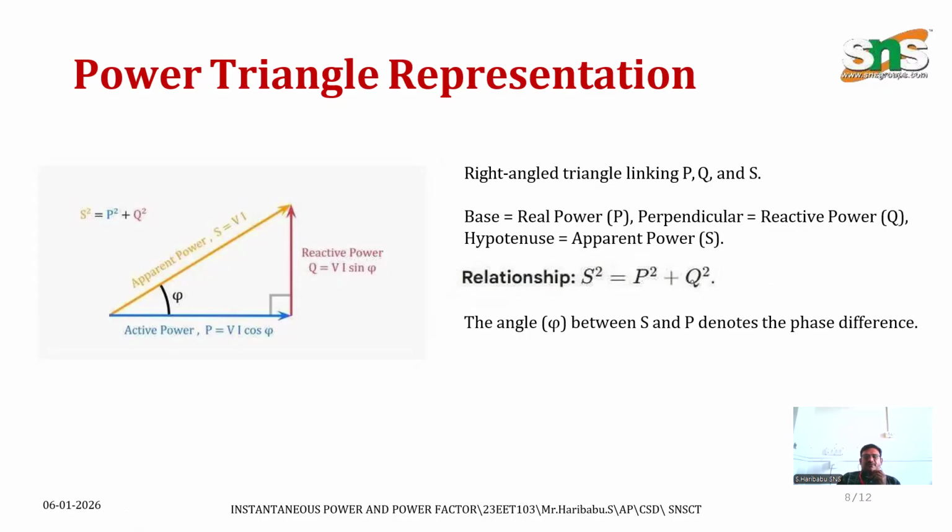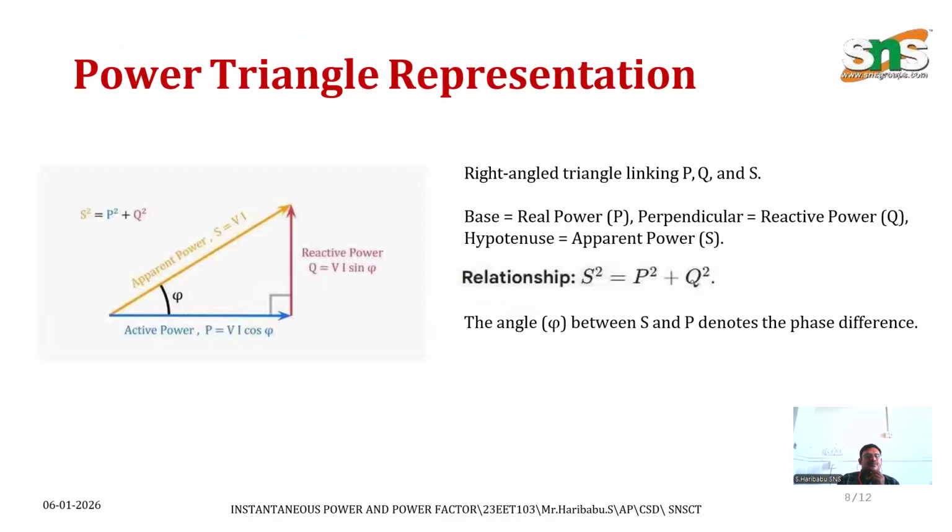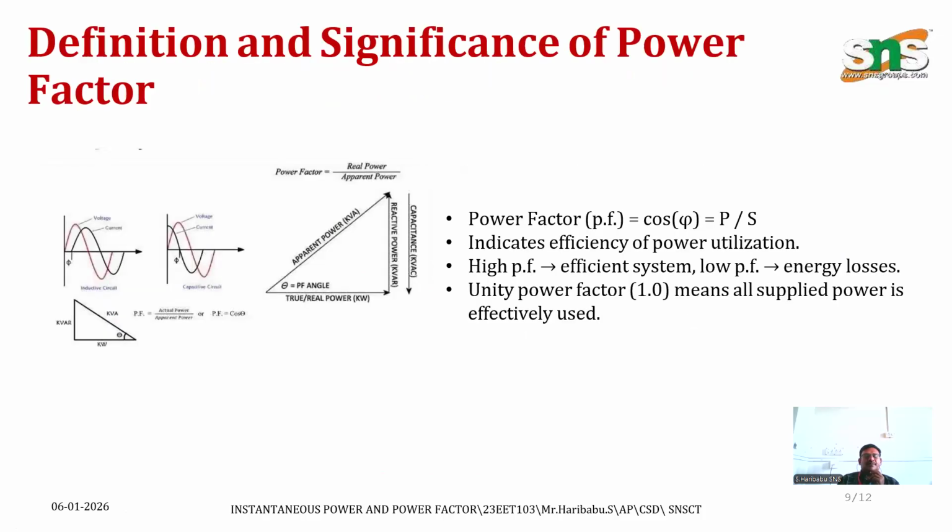The angle between S and P denotes the phase difference. This is the definition of the power factor, and the power factor cos phi is equal to P by S. What is P here? Just think about it. It's the real power. S is apparent. So it indicates efficiency of power utilization. A high power factor means an efficient system, a low power factor means energy losses. So a power factor of 1.0 means all supplied power is effectively used.